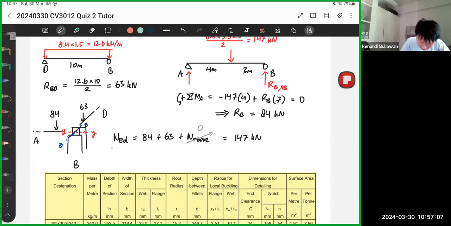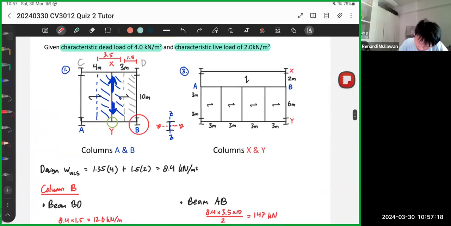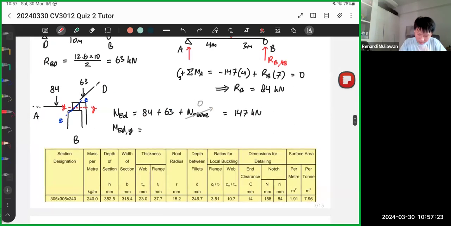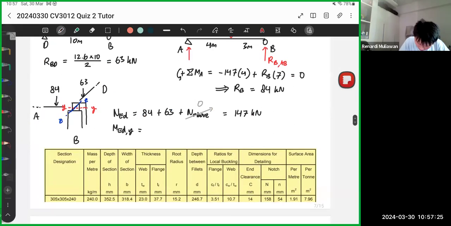And then for MEDY, I think it's quite clear now. MEDY is just 84. Sorry, not 84, 63, because YY is going that way. Wait, yeah, it's shorter, right? So 63 multiplied by the eccentricity. So for YY, this portion is h over 2, right? So h over 2 plus 100. It's always 100, right?